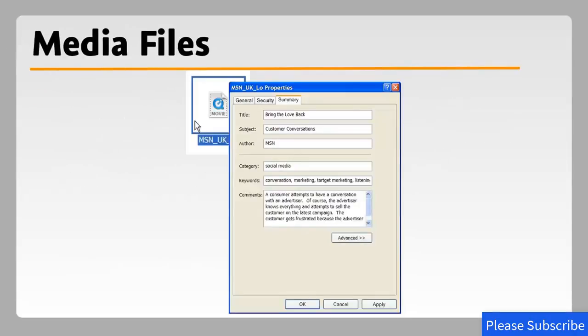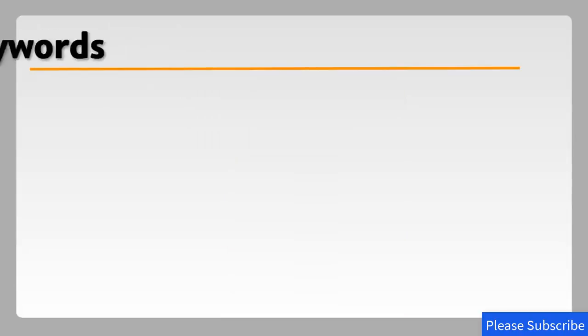Your media files are the same thing. You can get into the properties of your media file. You can rename the file to call it what it is, but then you can also, in the properties, put in a title, an author, a category, keywords, and a description, and that will stay in there as well, and that will get picked up by the search engines. Again, all of these things, they're not a magic way to gain rankings. All they're doing is helping you round out the contextual purpose of that page and the content that's contained in it.